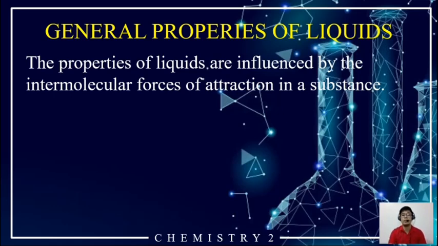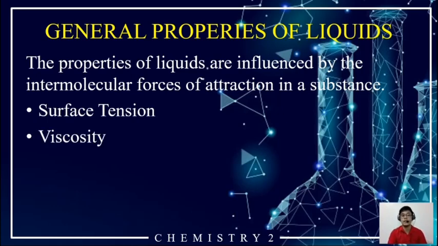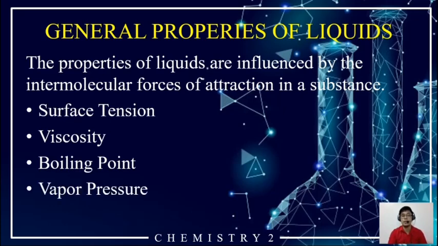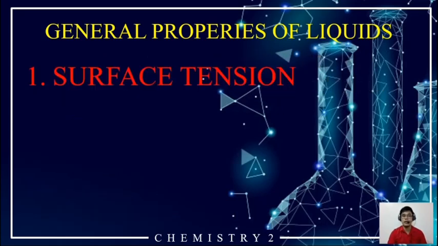And what are the general properties of liquids? So actually there are five, and the first is the surface tension, second is viscosity, third is boiling point, fourth is vapor pressure, and the last is the heat of vaporization. So let us have first the surface tension.